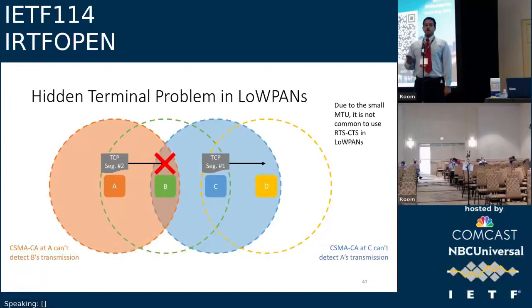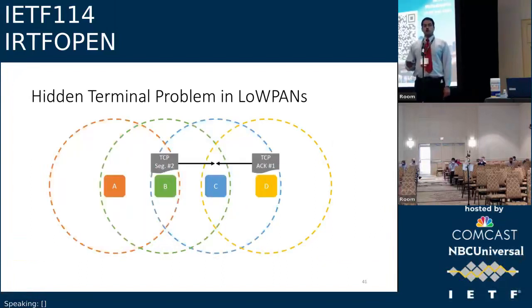But in the context of low-power wireless personal area networks (LoWPANs), the small MTU means that RTS/CTS typically has too high of an overhead. As a result, most uses of it don't use RTS and CTS packets. So we're only relying on CSMA, right? At A, CSMA can't detect C's transmission because A is out of range of C. And CSMA at C can't detect A's transmission because C is out of range of A. But both of the packets end up interfering at B, and the packet gets lost.